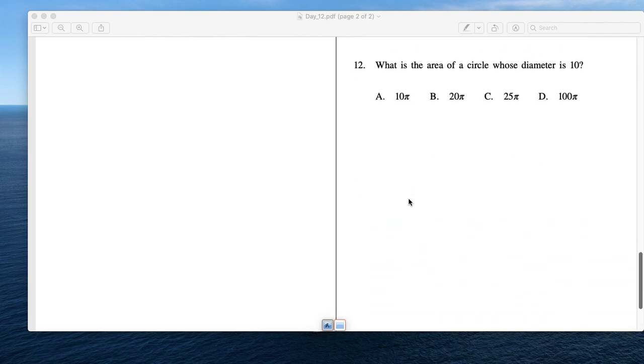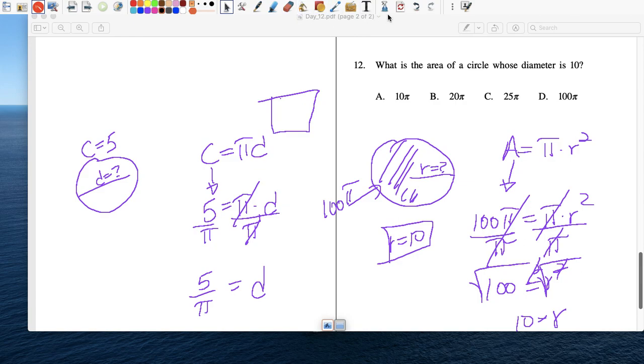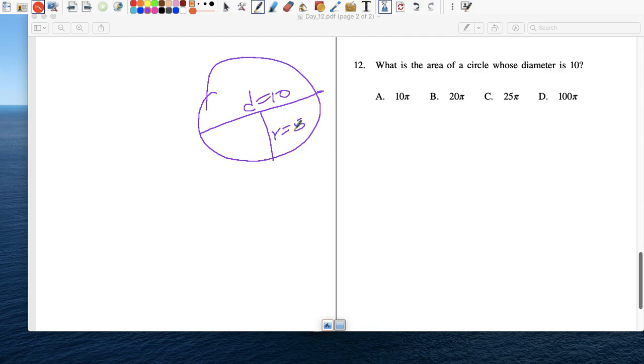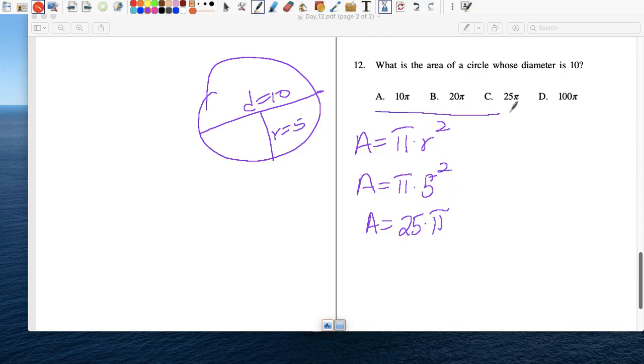Number 12: find the area. We want the area of that circle. We know the diameter is 10, which means the radius is 5. And this one is nice and easy. Pi r squared is the formula for area. Area equals pi times the radius, 5 to the second power. 5 squared is 25, and when you multiply it by pi, notice all your answers are in terms of pi, so you can leave it like that. Units squared. 25 pi, here it is. 12 is C.